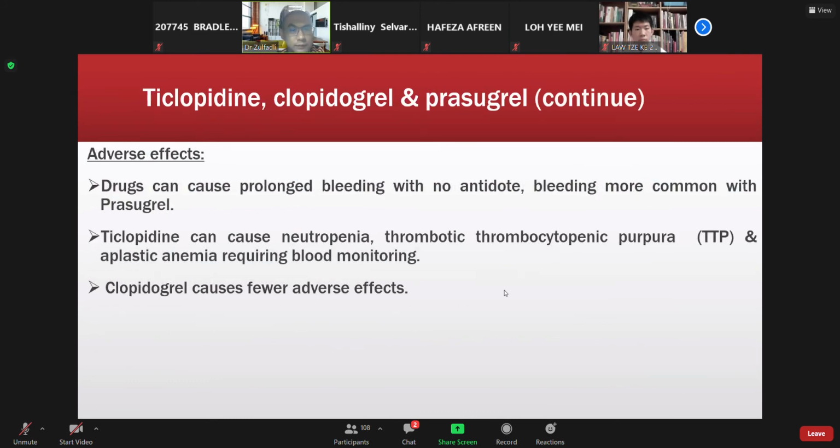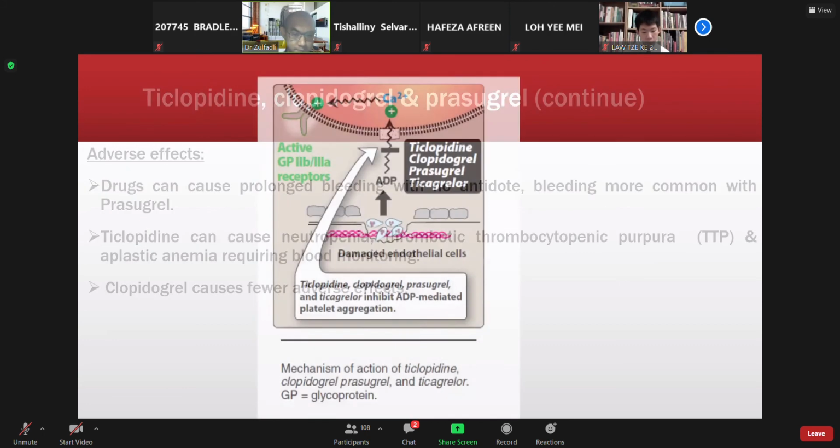Adverse effects of these three drugs can cause prolonged bleeding. Ticlopidine can cause neutropenia, thrombotic thrombocytopenic purpura, and aplastic anemia and aplastic leukemia. So when giving ticlopidine, blood monitoring is required.